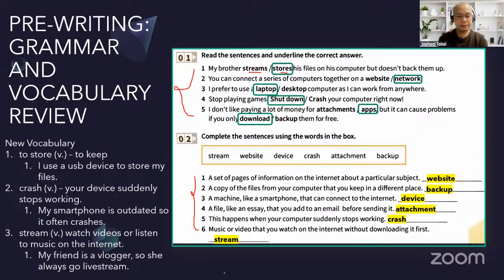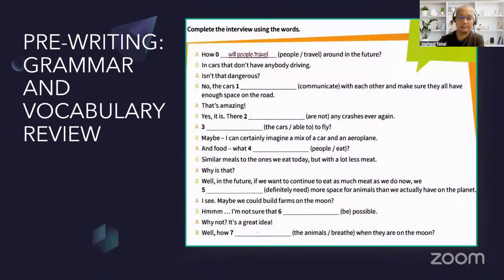So here's your new vocabulary here, and I want you to practice writing sentences, okay? So let's check another vocab, all right? We have here the interview, and I want you to write the correct sentences. For example, how will people travel around in the future? So future, okay?